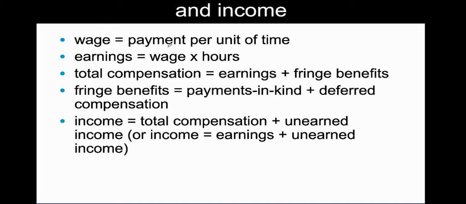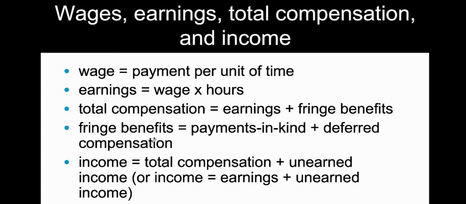For example, when we say wage, this refers to payment per unit of time. Usually, wage per hour, wage per day, that's very common. And when we say earnings, this refers to the wage rate times the hours worked. That gives you the earnings. And then total compensation is equal to earnings plus fringe benefits. And this fringe benefits is equal to payment in kind and also deferred compensation, such as your EPF, which is deferred, you receive it later. The last one is income. It is given by total compensation plus unearned income. Unearned income refers to income that we get from other than our main employment, such as from dividends, rentals, and so on.